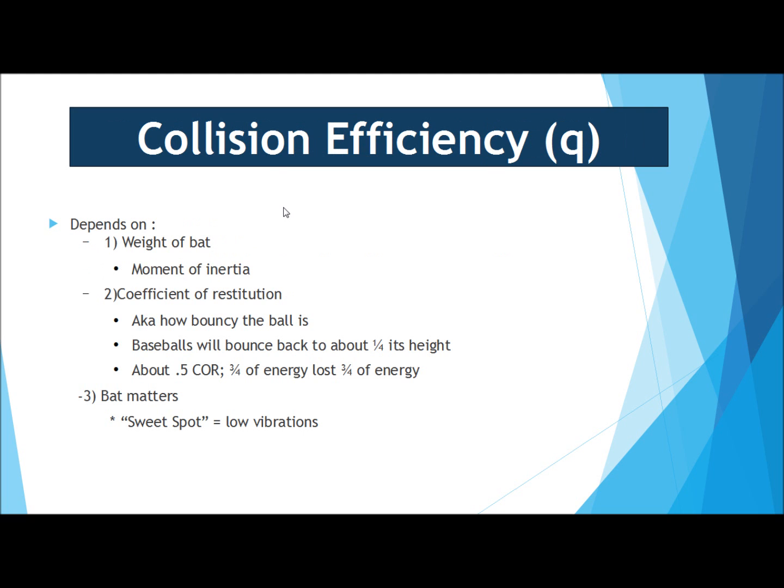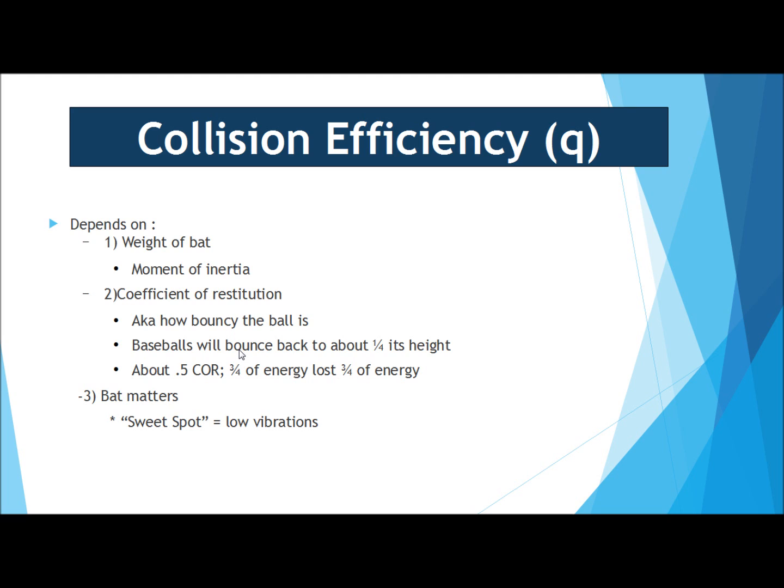But what is the collision efficiency? The collision efficiency depends on 3 different things. It depends on the weight of the bat, so mostly the moment of inertia, how easy it is to swing it, and all that good stuff. It also depends on the coefficient of restitution, which is just a fancy way of saying how bouncy the ball is.